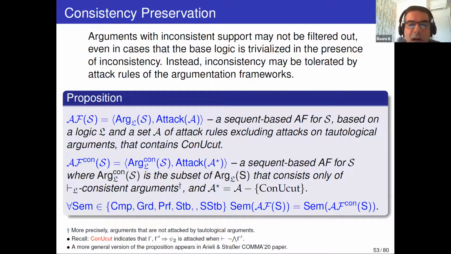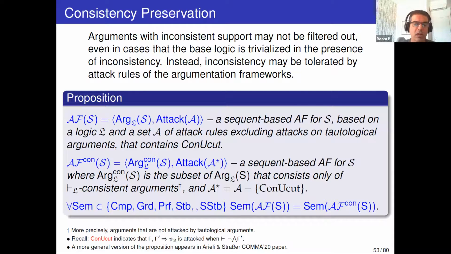So suppose that we have on one hand standard sequence-based argumentation in our sense, which is based on S, some logic L, and a set of attack rules that exclude attacks on tautological arguments. And we also suppose that the set of attack rules contains consistency undercut, and recall that consistency undercut indicates that an argument can be attacked when some of its support is not consistent. So this is on one hand.